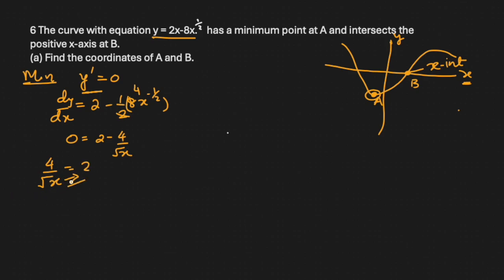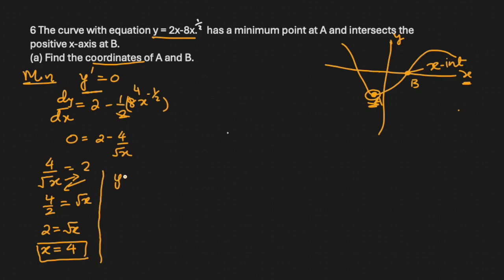Square root x comes there and 2 comes down. So 4 divided by 2 is square root x. 2 is equal to square root x. So square both sides, x is equal to 4. They said find the coordinates of A and B, and the x coordinate of A is 4. So it is also on the positive side. This A is not on the negative side, it's positive. This was just an example, okay? So let's find the y coordinate now.